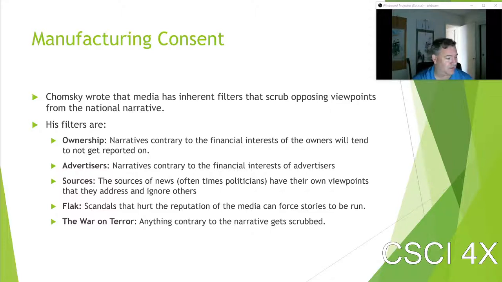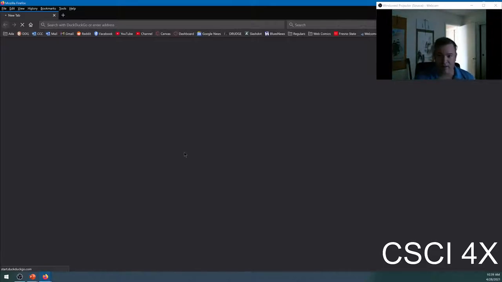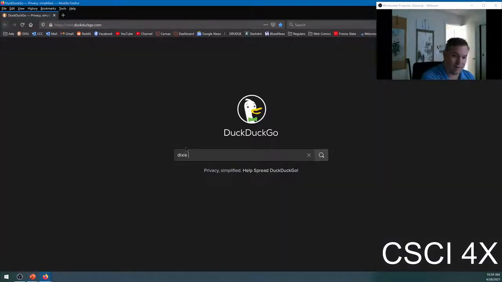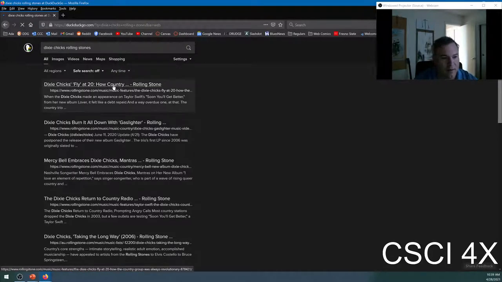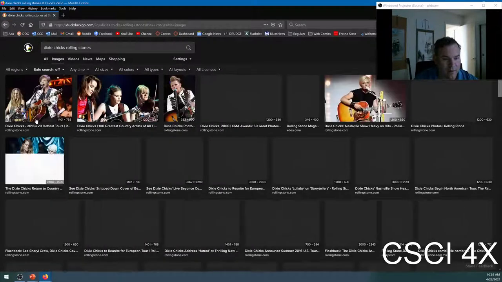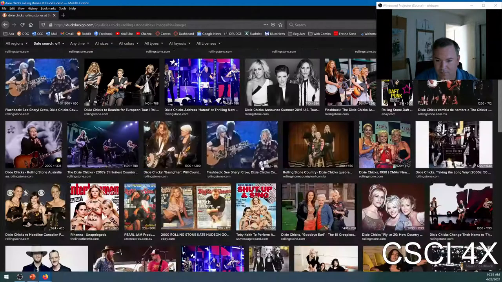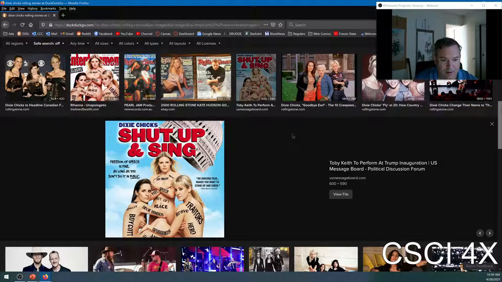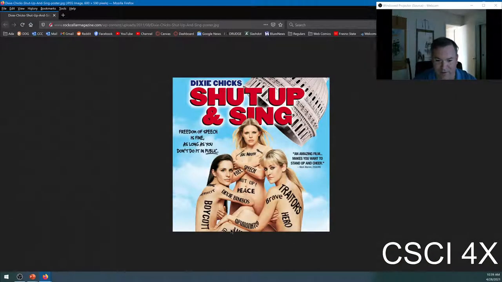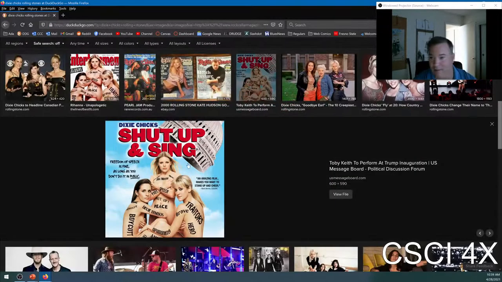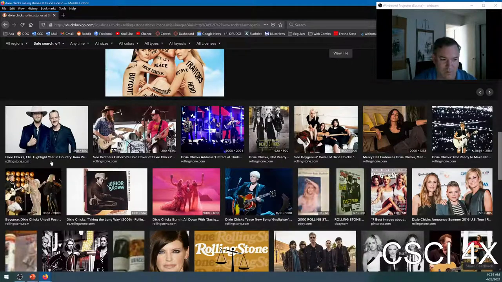The Dixie Chicks and country music, they came out against the war. So they came out against the war. And so country music, which is very, you know, right wing, had a big reaction: traitors, boycott, Dixie Bimbos, shut up, big mouth, free speech. And so they suffered a lot of pushback from not supporting the war on terror.